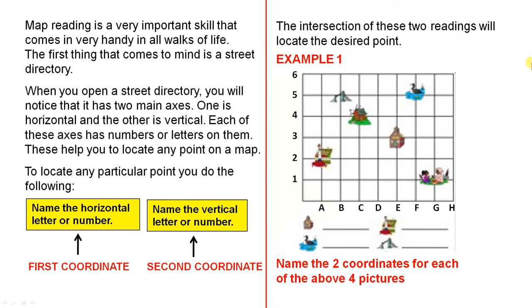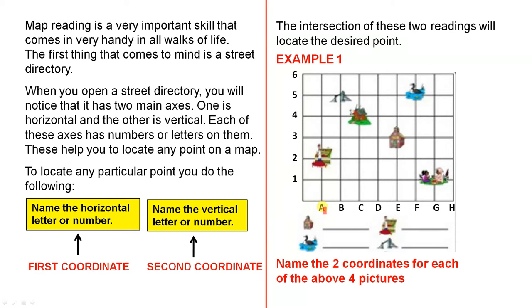To locate any particular point, you do the following. You name the horizontal letter or number, and you name the vertical letter or number. So here we have what we call the first coordinate, and here is the second coordinate. So that's the first part of the answer, and that's the second part of the answer. So the intersection of these two readings will locate the desired point.